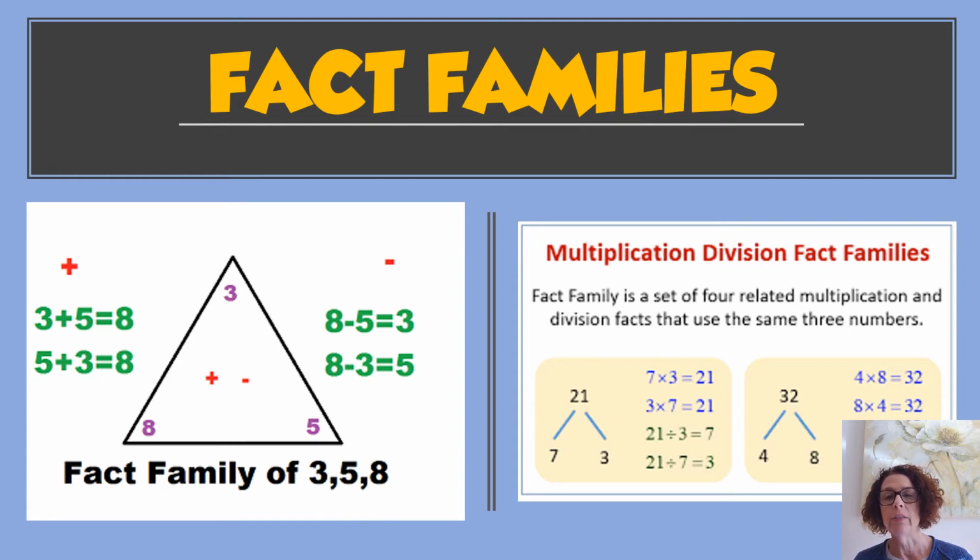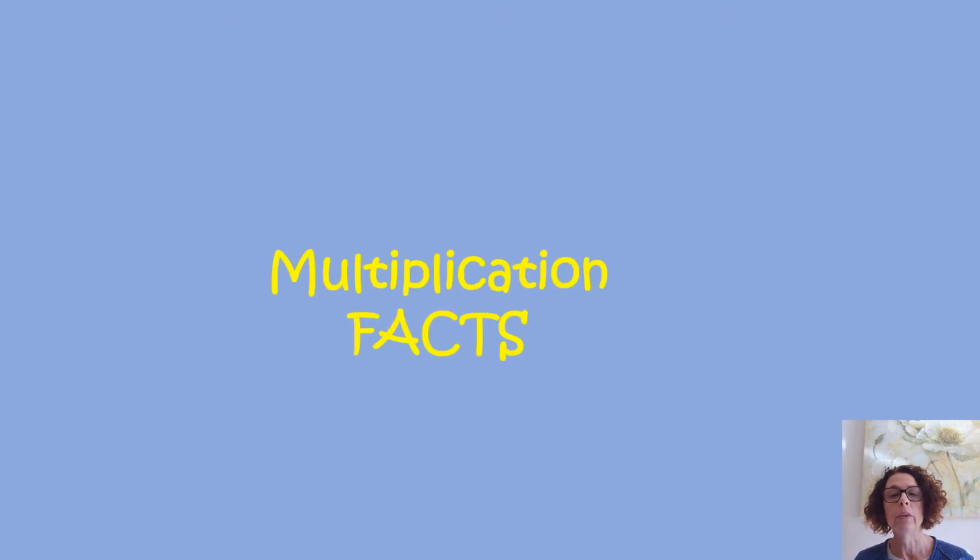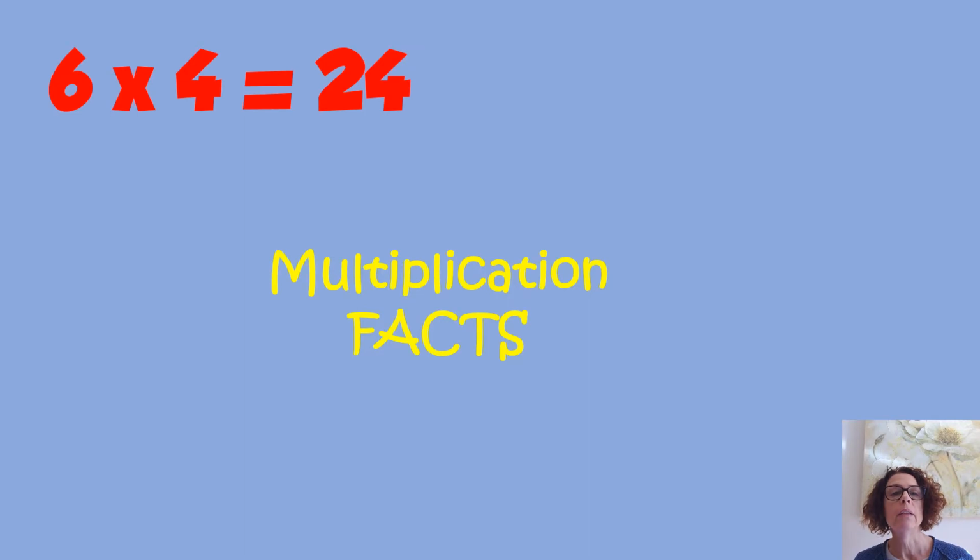multiplication and division facts. So we're going to be doing something similar to this today, and I'm going to show you an example beginning with a multiplication fact of 6 multiplied by 4 equals 24, and we're actually going to record 8 different facts that are all related to this multiplication fact and are in this fact family.